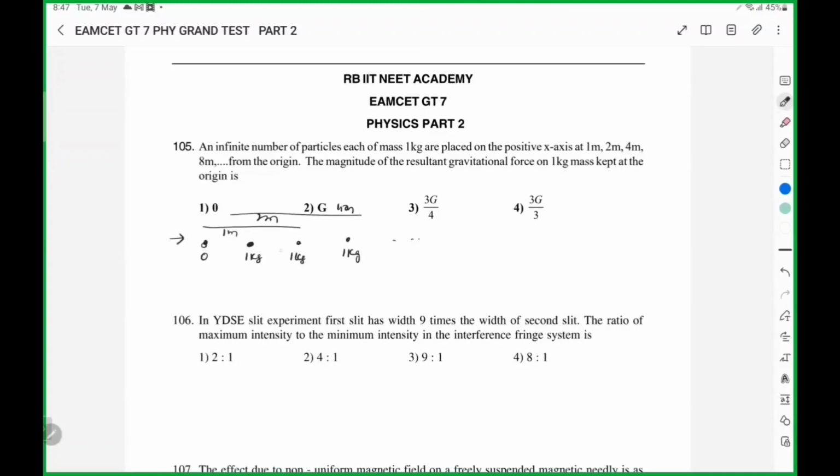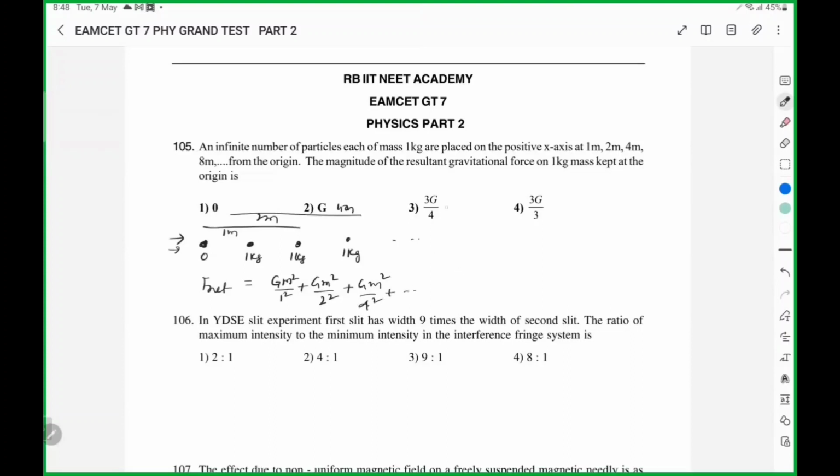So this mass is attracted, because the gravitational force is an attractive force. The same 1 kg mass at the origin is attracted by this one. So all forces are in one direction, and the net force is a scalar addition: Gm square by d square, Gm square by 2 square, Gm square by 4 square, and so on.